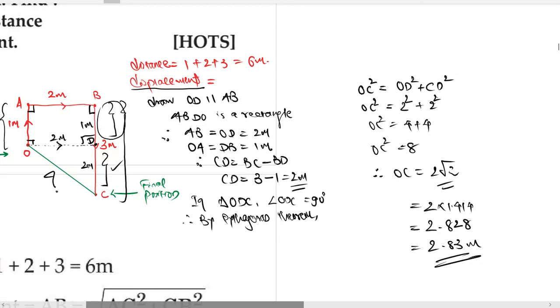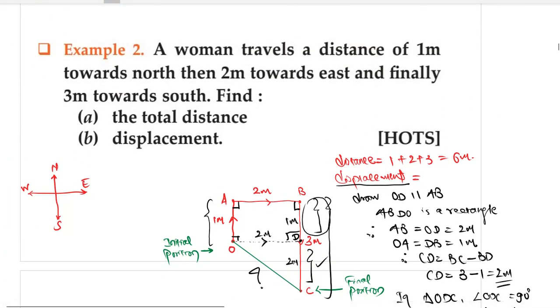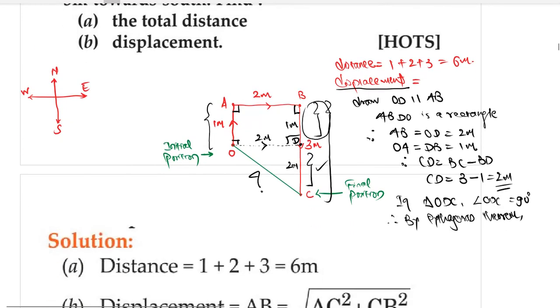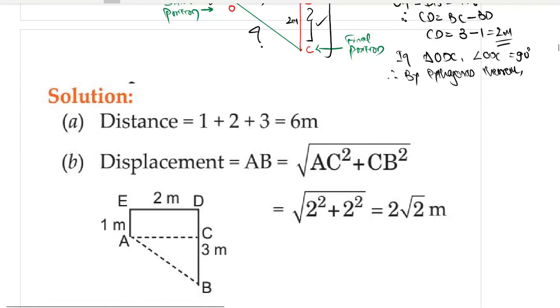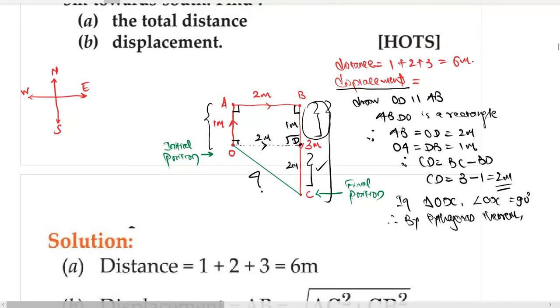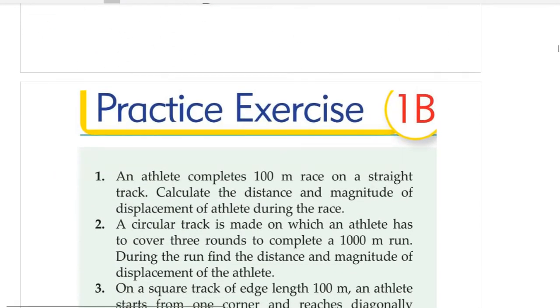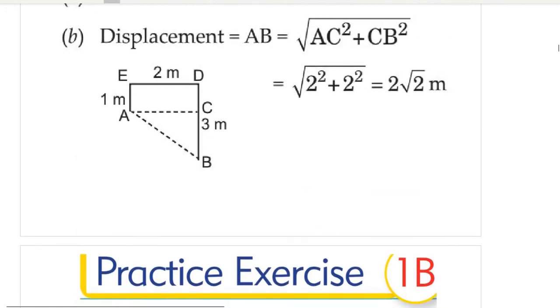Please note down the steps, the method, understand the method, look at it again once more so it is very clear. So the total distance is 6 meter and the displacement is 2 root 2. They have left it here, but what we have found is exactly 2.83, correct to 2 decimal places. I hope this is clear now. You can find distance and displacement. So practice exercise 1B is beginning now.